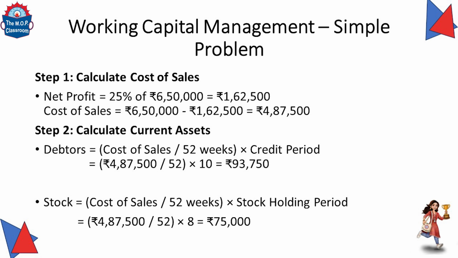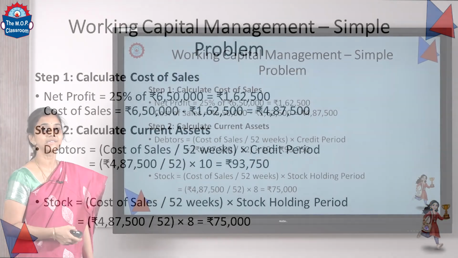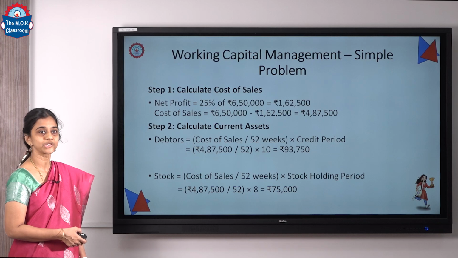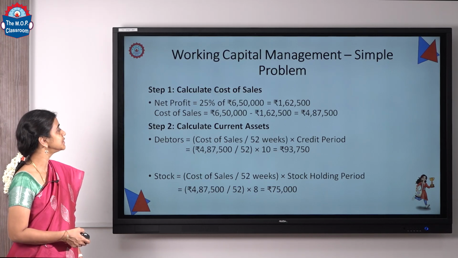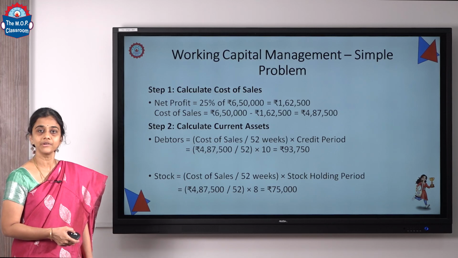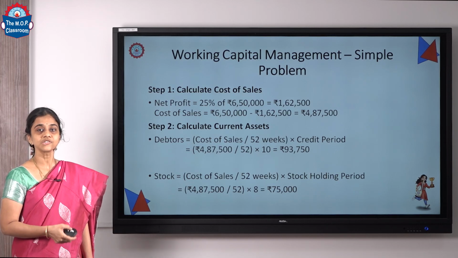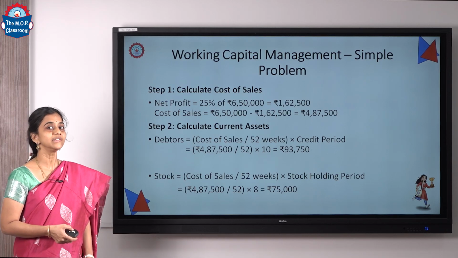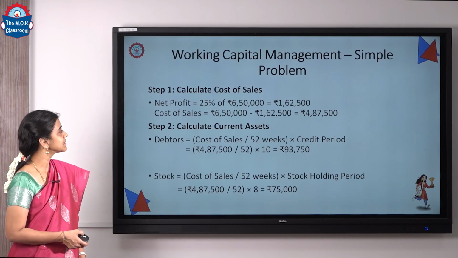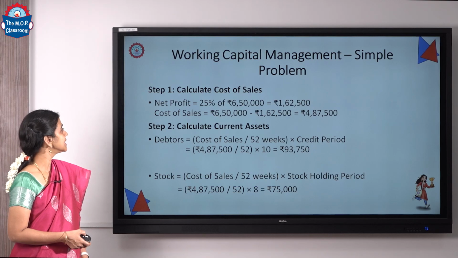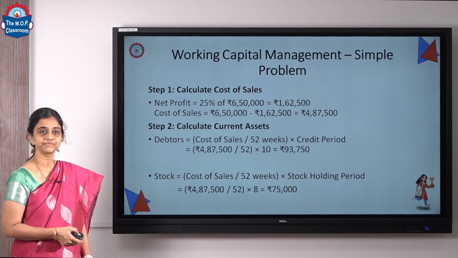To find out cost of sales, the clue that we can use is that profit margin is given to us. It's given to be 25% in the question. So net profit is 25% of 6,50,000, which is 1,62,500. As all of us know, cost of sales is sales minus profit. So sales of 6,50,000 minus 1,62,500, that is 4,87,500, is the cost of sales.